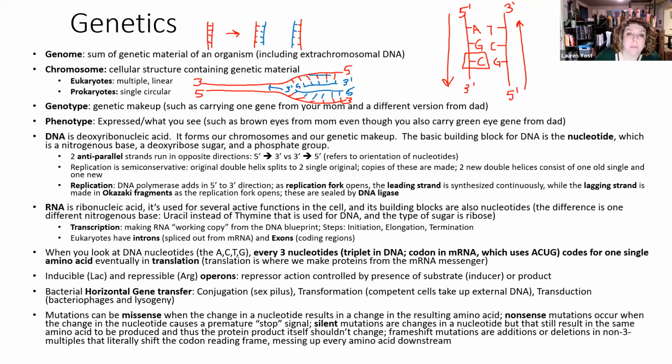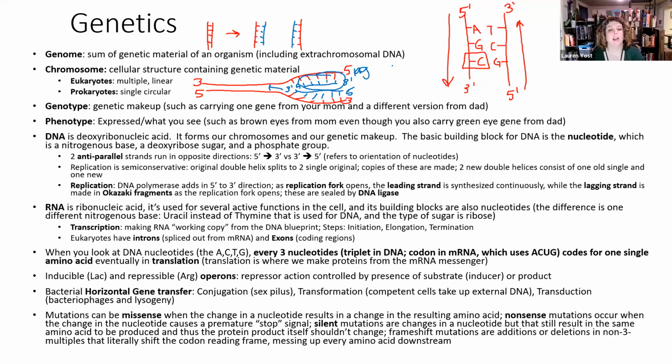So as these pieces are made in this other strand, this is the lagging strand, because obviously it's taking a little bit longer because we've got to wait for it to open up, and then we'll add a little piece. Each piece is called an Okazaki fragment. And then once we have our Okazaki fragments made, we can seal them together with DNA ligase.